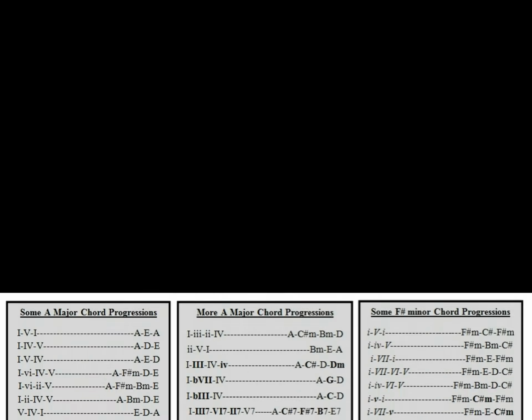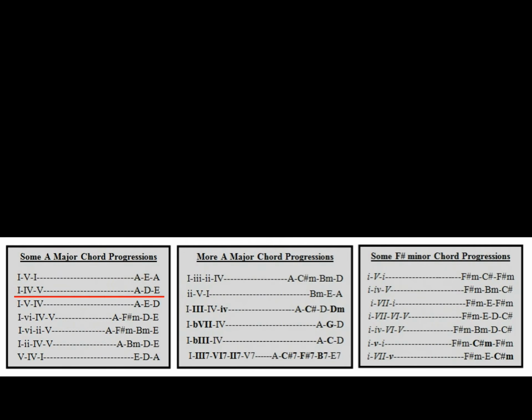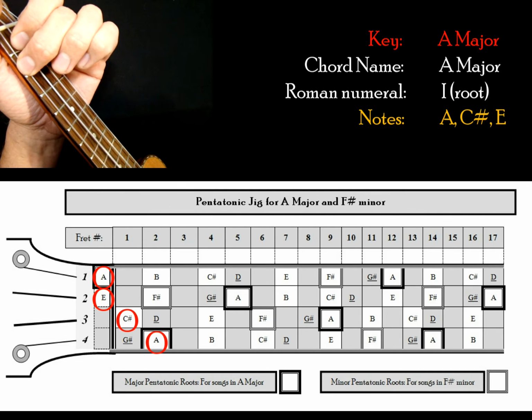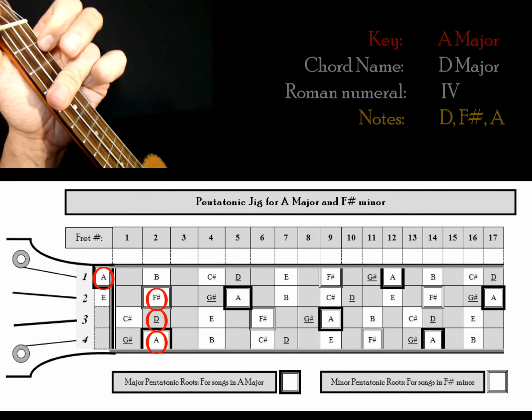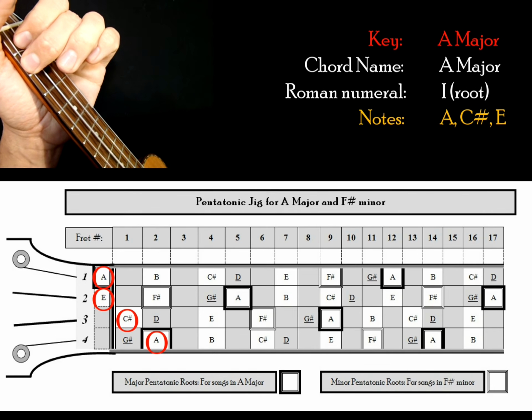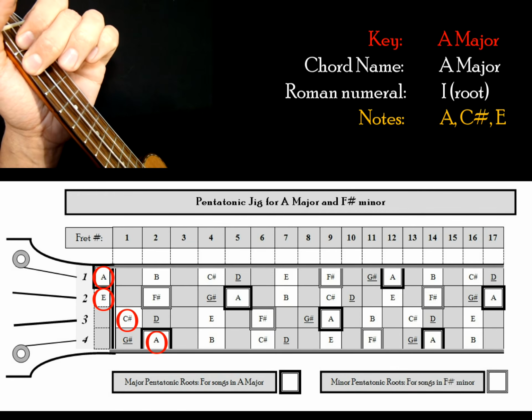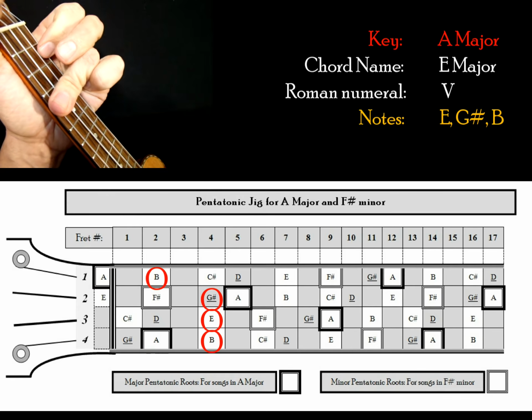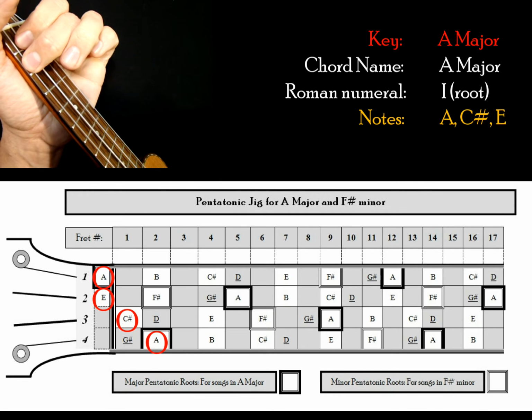Now if we take a look at a 1-4-5 progression in the key of A major, you'll see that's A major, D major, and E major. So we have the 1 chord, 4 chord, 5 chord, 1. So A major, D major, E major, back to A major.